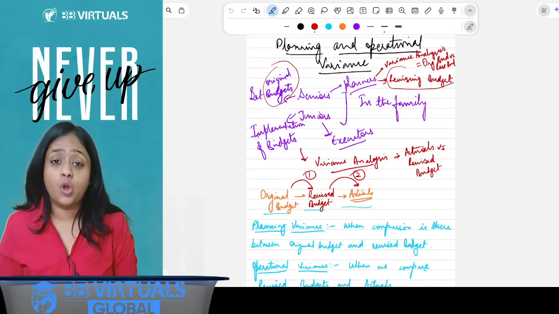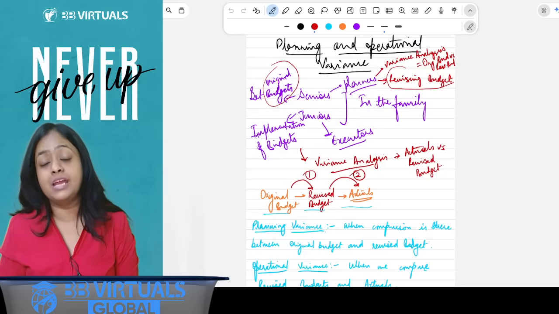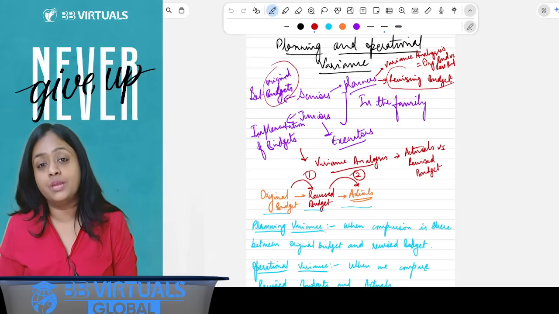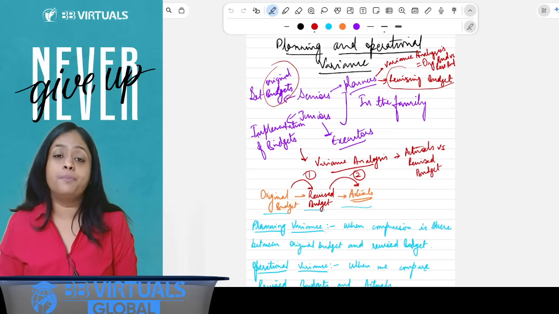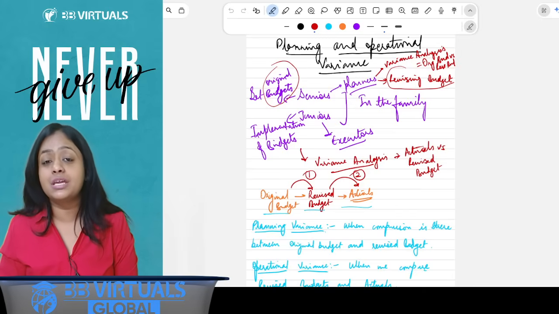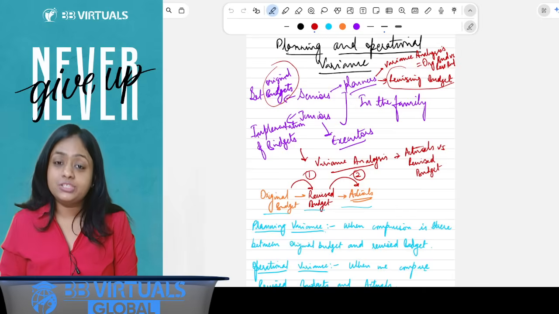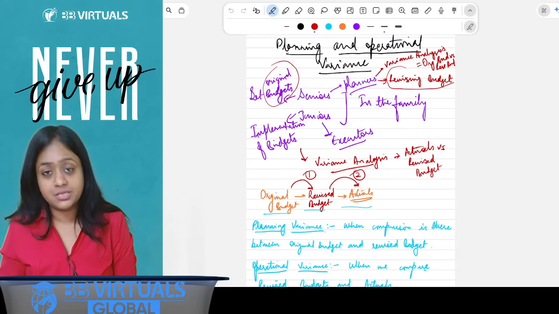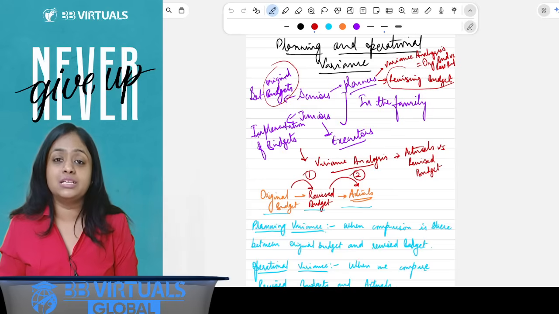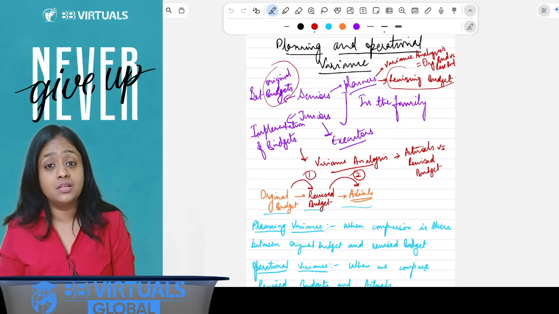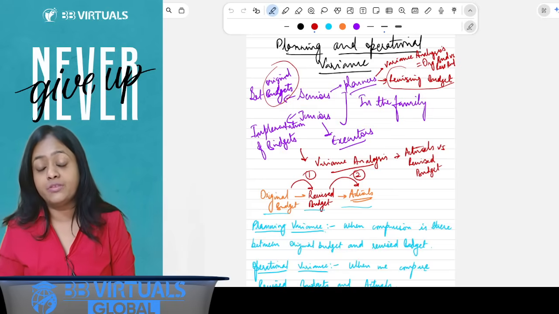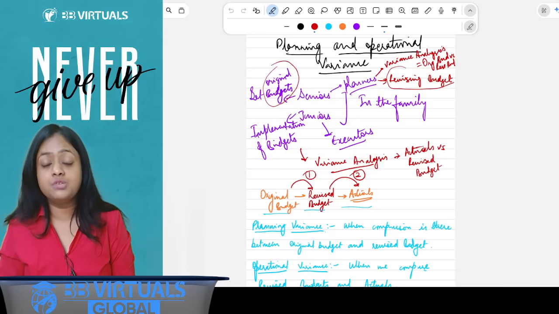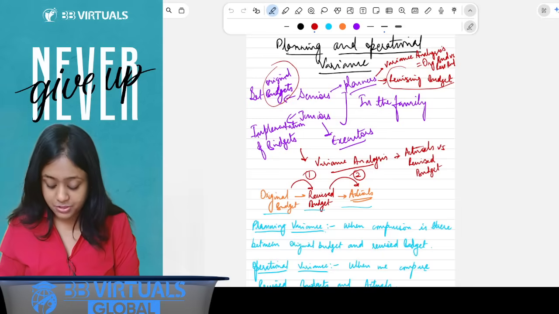Planners are always at the top level of the organization and executors are always the middle and the lower level of the organization. So planners always deal with budgets, creation and revision. Operational people always deal with doing the actual implementation, getting the actual results. So of course if the budget gets revised, then their actuals are matched with the revised budgets.